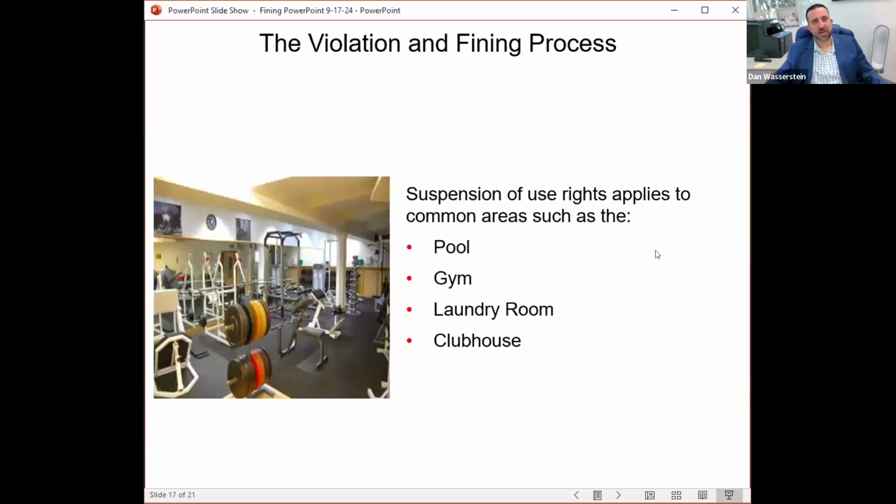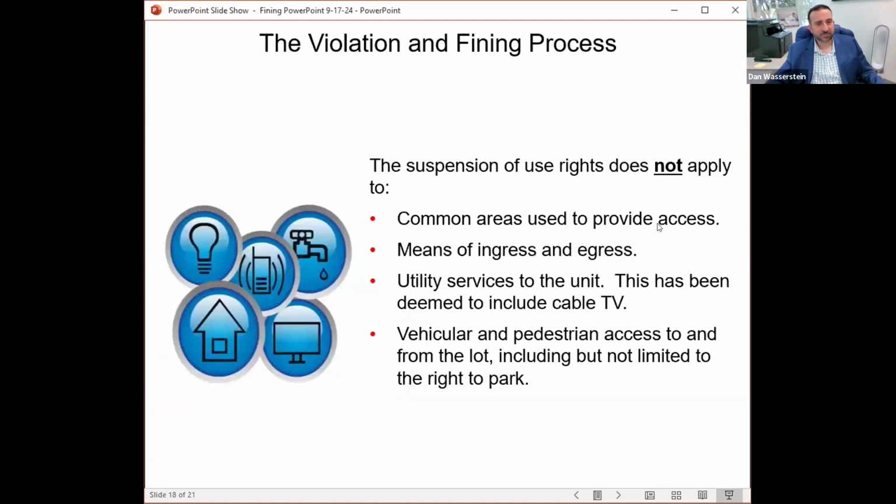Now, what we're talking about is suspension of rights. What can and can't you suspend? Well, if they owe a fine, you can suspend amenity use rights. Amenities most commonly are your pool, your gym, the laundry room, the clubhouse. Those are the sorts of things you can suspend the rights on. What doesn't a suspension of rights apply to? Common areas that are used to provide access. So if an owner needs to walk through the lobby of a condominium building to get to their condo, you cannot suspend their right to use the common area lobby. They need that to get access to their unit.